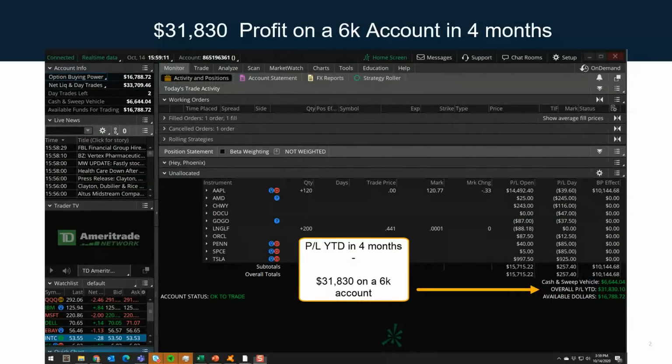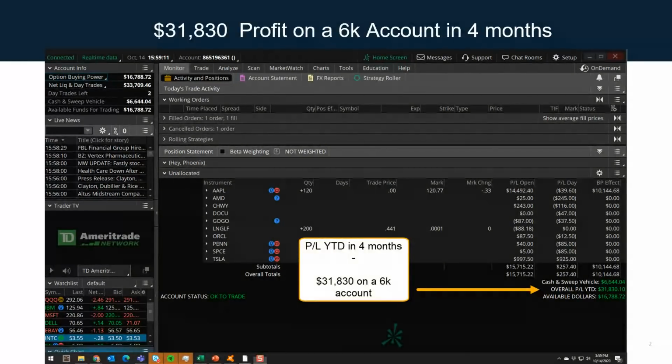So I just wanted to give you a couple examples so you know what we're talking about. Normally, I like to look at everything in terms of percentage gains. This is the current account that I'm trading with, that I started trading right around the end of May, around June. Currently I'm up about 600% on this account. That would equate to about $32,000 on a $6,000 account over the course of the past 4 months.